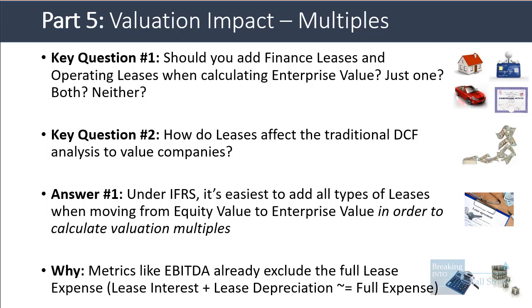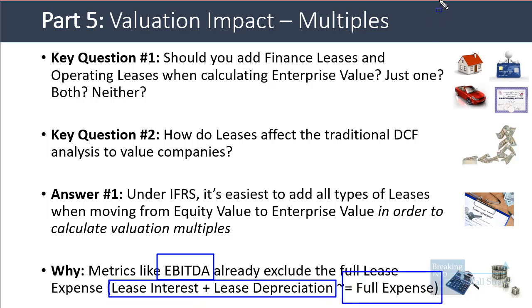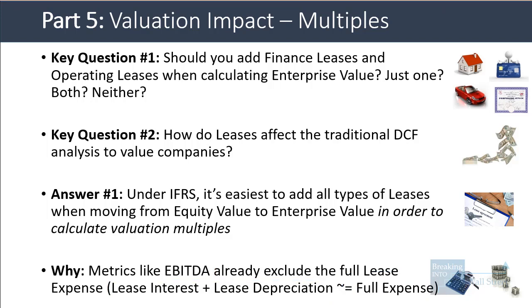So if you think about it, EBITDA excludes or adds back not only normal interest and depreciation, but also the lease interest and lease depreciation, which is usually about equal to the full lease expense if the company has a large portfolio of leases. Since the EBITDA metric excludes the full lease expense, the numerator should add the corresponding liability. So it should add the finance leases and the operating leases.